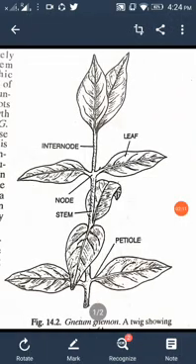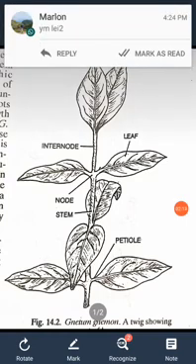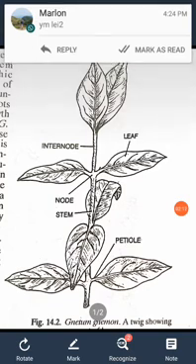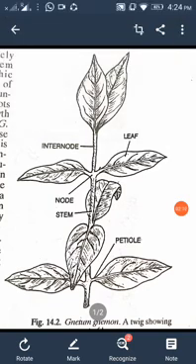And as you can see here in this picture, the branches arise in the axils of the leaves, and they are differentiated into nodes and internodes. Here where the leaf arises, this portion is referred to as the node, and the spaces between the nodes are referred to as the internodes. You can see here in this figure as well. And it is usually jointed, and there is a groove at the node separating the two parts of the joint.